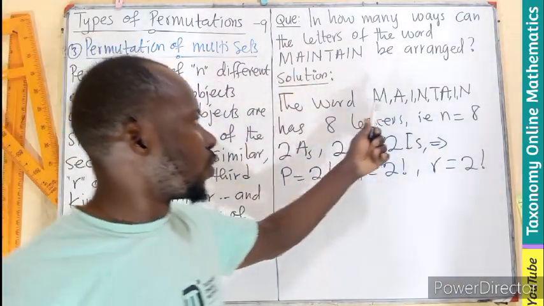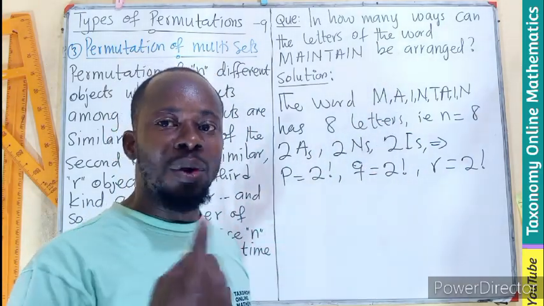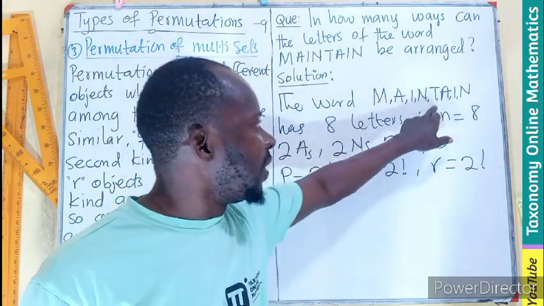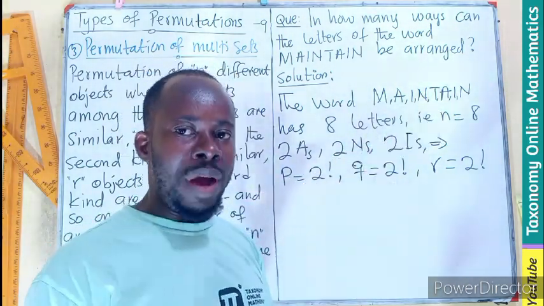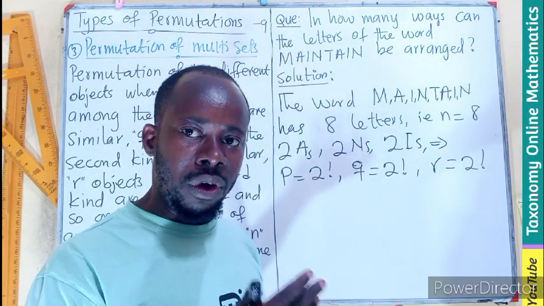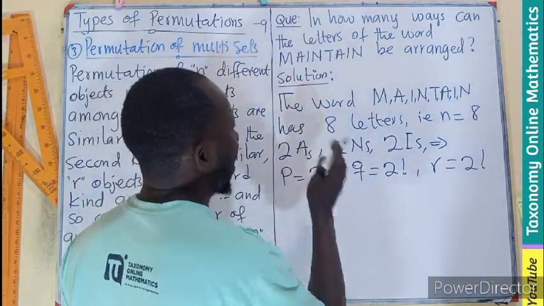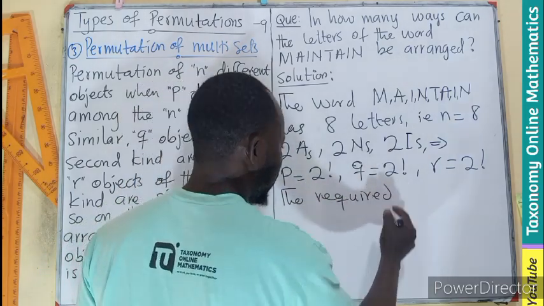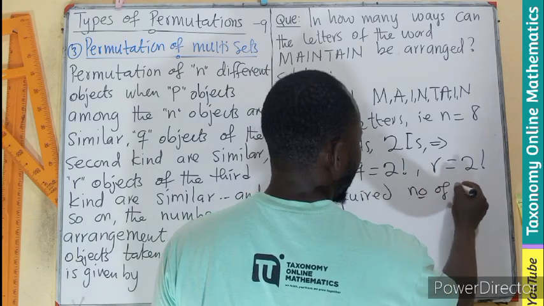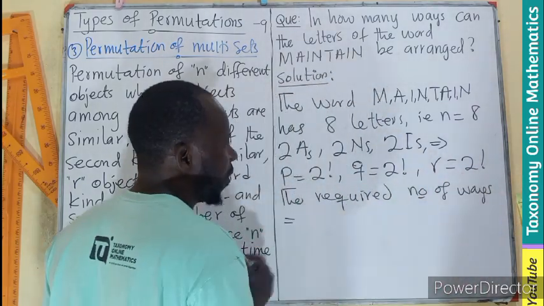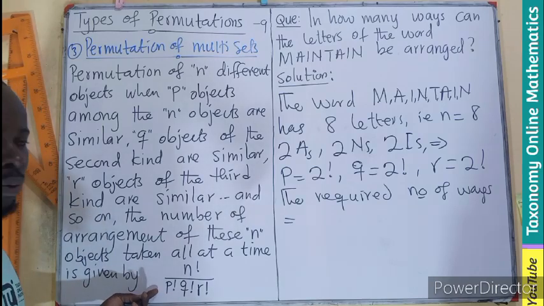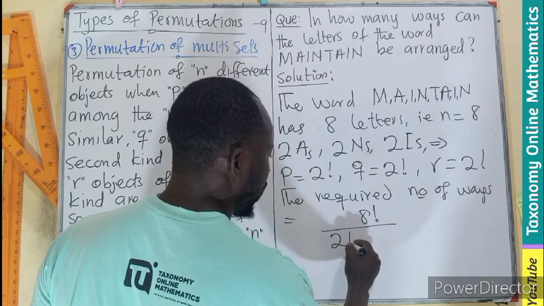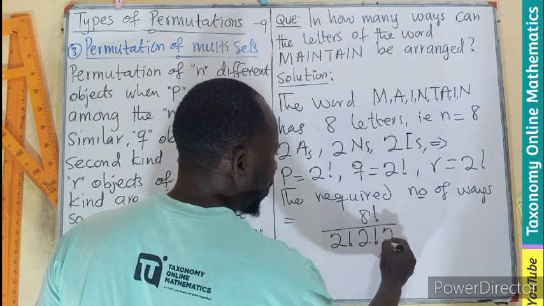Now, the ones that are not showing a repetition have 1 factorial. So m is 1 factorial, t is 1 factorial. And we know 1 factorial in the denominator will not change the result. So the required number of ways, based on the formula, which I will not be quoting, is going to be 8 factorial over 2 factorial, 2 factorial, 2 factorial.